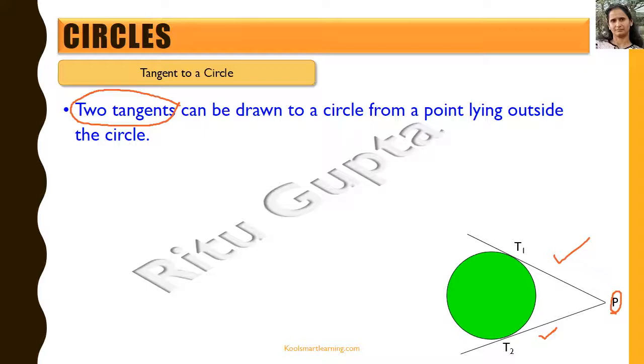So this number will always be fixed. We cannot draw more than two tangents. So two and only two tangents can be drawn from a point lying outside the circle. No tangent can be drawn from a point lying inside the circle, and one and only one tangent can be drawn from a point lying on the circle.